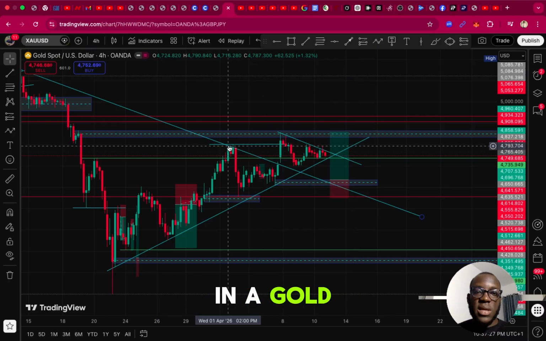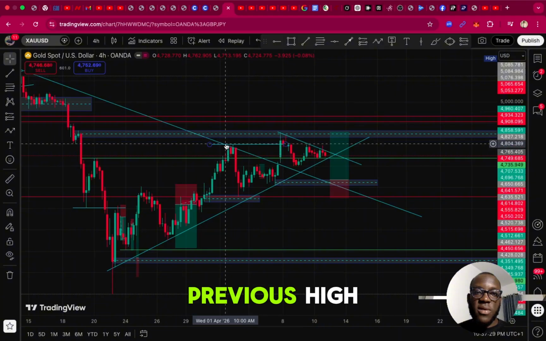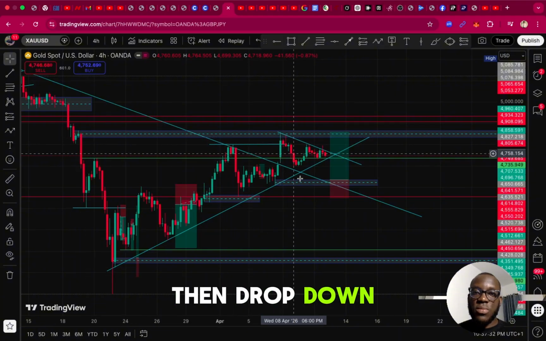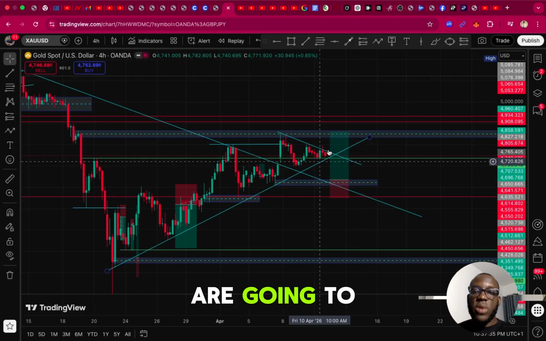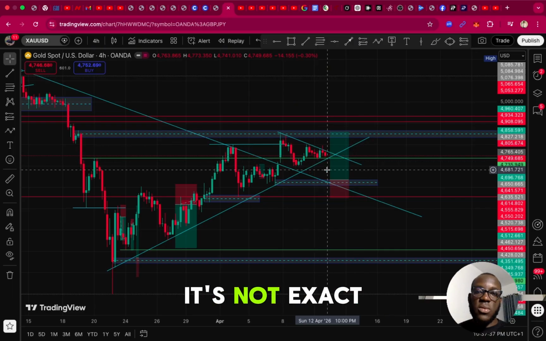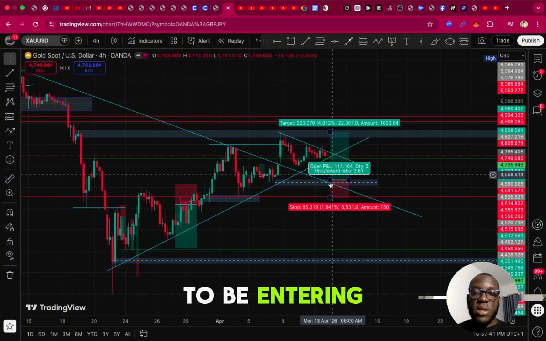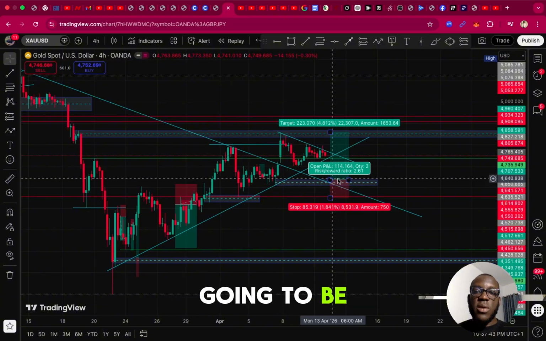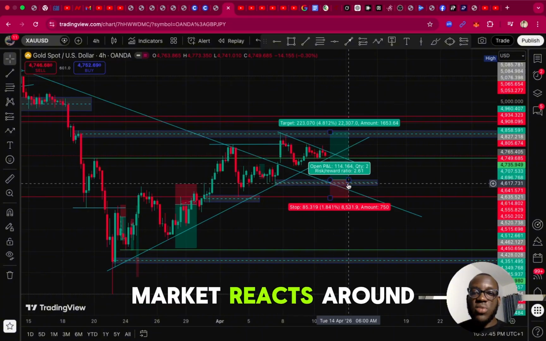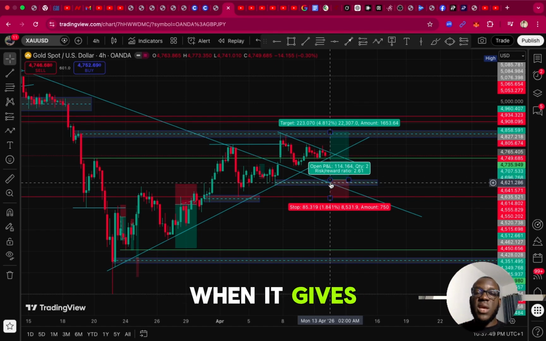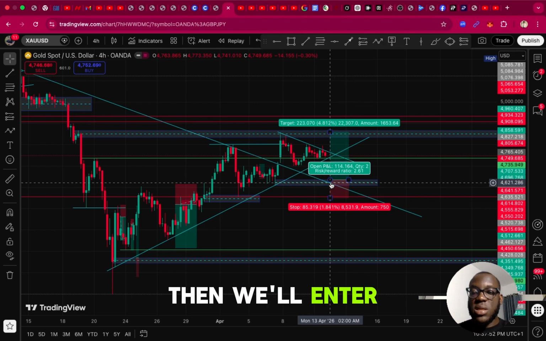The market has already broken this previous high, and mitigated on this other block, then dropped down. But we are going to be following it. It's not certain, we have a point of interest. It doesn't mean that we are going to be entering the market from there, but we are going to be waiting to see how the market reacts around there, and when it gives us our entry, then we'll enter.